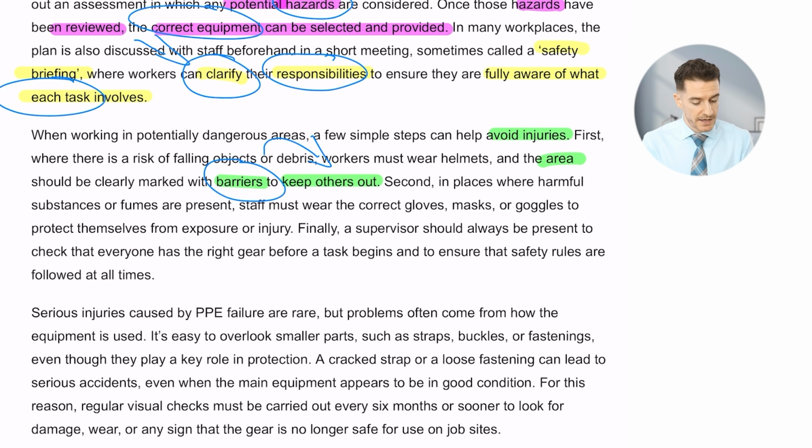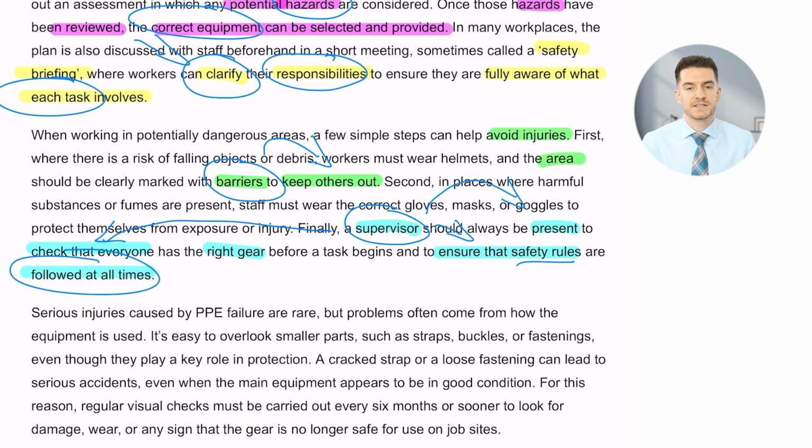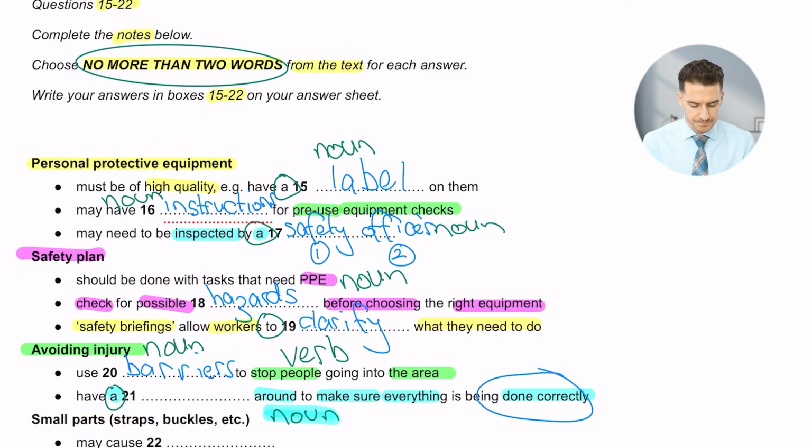Finally, a supervisor, this could be the answer because remember, we're looking for a person or a thing, should always be present. That has a similar meaning to around, to check that everyone has the right gear, ensure that safety rules are being followed at all times. So it looks like supervisor would be the answer because the supervisor is present or is around. And what are they doing? Well, they're checking things and they're ensuring that every safety rule is being followed at all times. So that looks very similar to what the note said here.